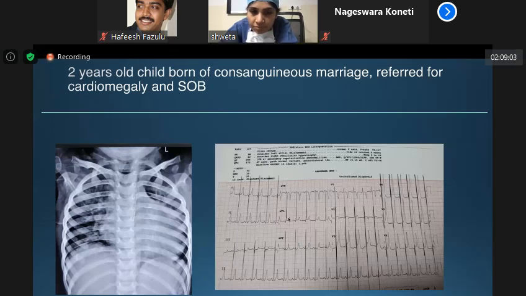And QRS axis is around 0 degrees, like 0 to 60, like plus 30. QRS axis is close to 0, but not exactly 0. It's around 30 to 40. PR interval is normal.